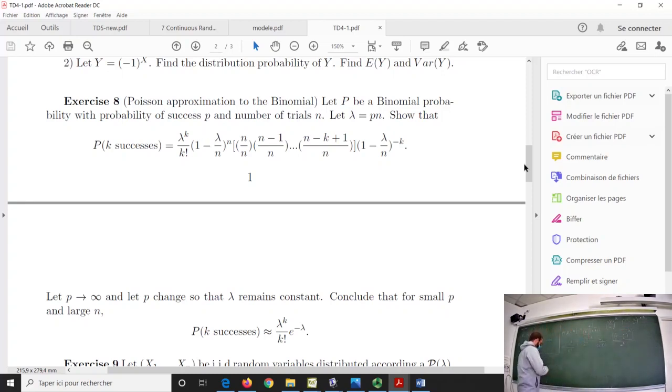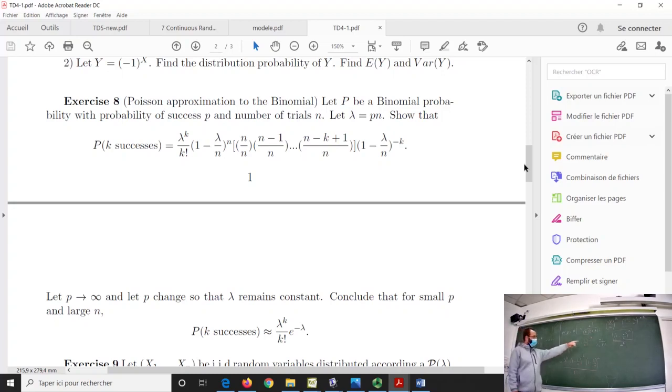So let's continue. Lambda^k, (1 minus lambda over n)^(n minus k), and I have 1 over k factorial. So it remains to handle what I have in white here in this expression, and to obtain the other terms that are these ones here.